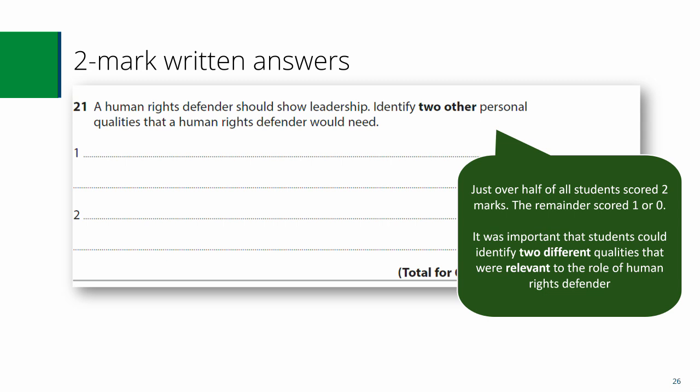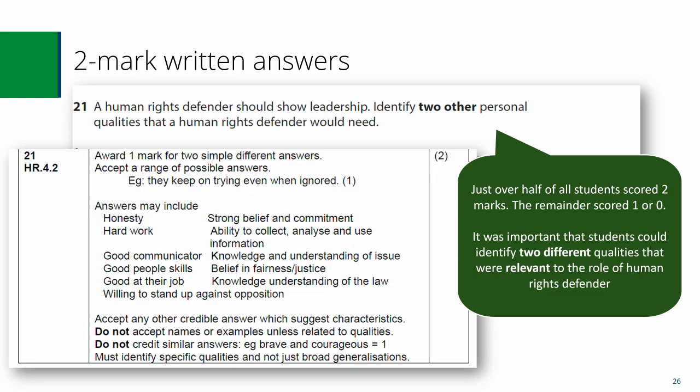Now, just over half of all students scored 2 marks on this question, which was great to see, but the remainder scored 1 or 0. A significant number of students didn't engage with this very well at all. Sometimes it was because they wrote the same quality twice using slightly different words. It needs to be 2 different qualities. Good advice to students is to try and make the 2 ideas as different as possible while remaining relevant.